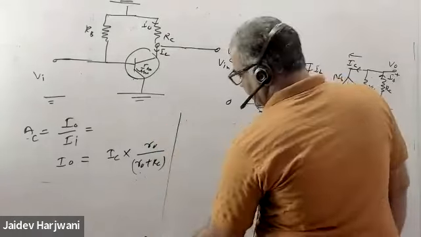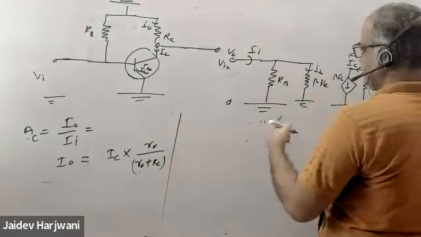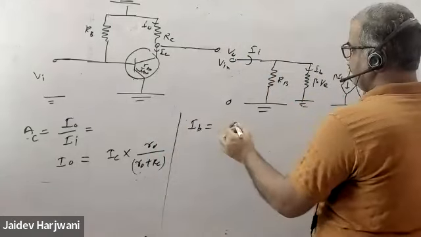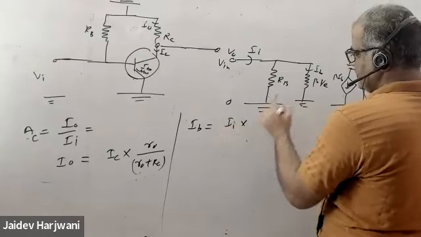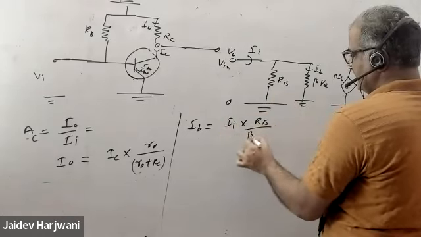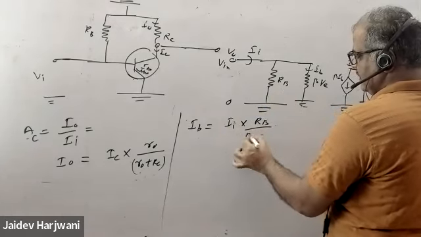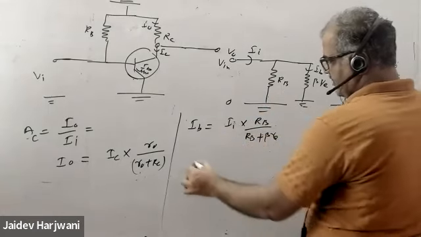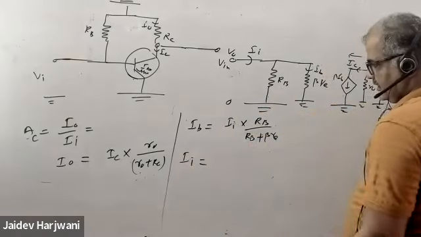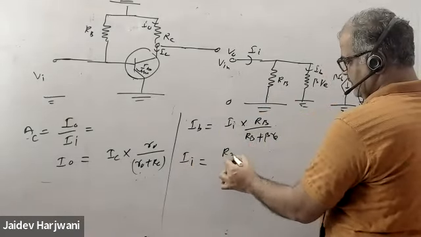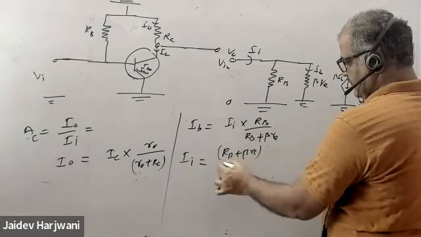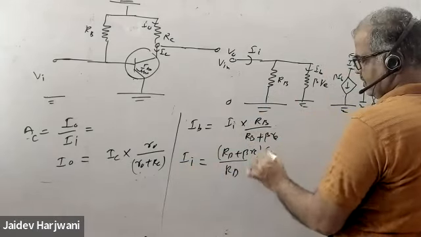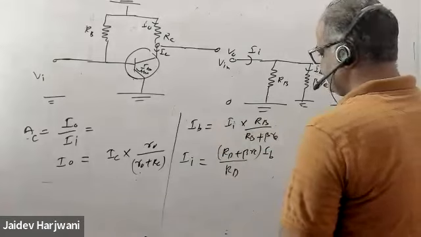Okay. And similarly, if you want I input, I need to find IB. So just now we calculated IB is simply total current I input into the resistance of this one, RB upon RB plus beta RE. So from here I have I input equals RB plus beta RE upon RB into IB. I just take the ratio of these two things.